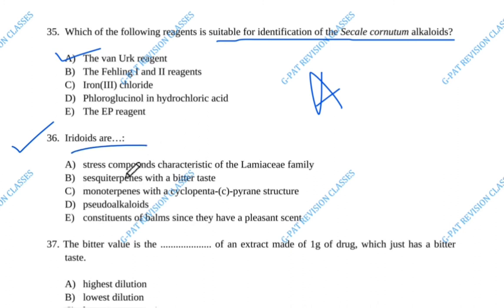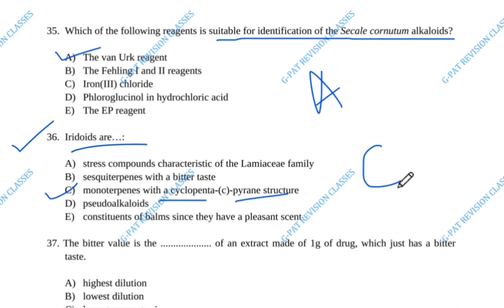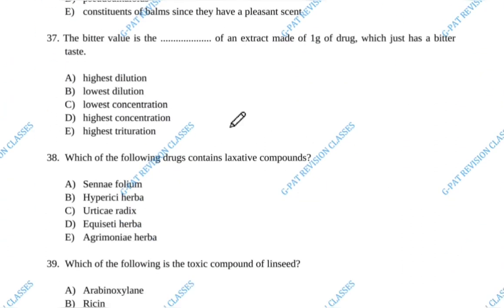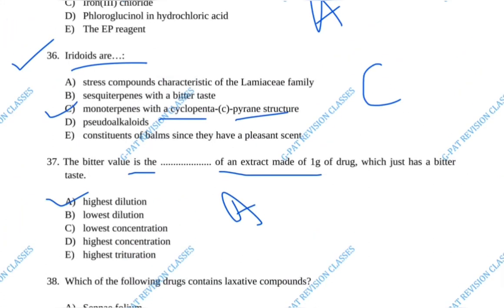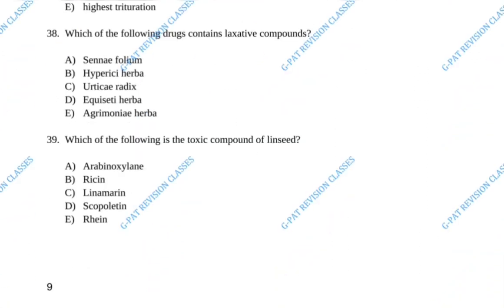Iridoids are monoterpenes with a cyclopentane pyran structure. The answer is C. Okay. Next is question number 37. The bitter value is the highest dilution of an extract made of 1 gram of drug which just has a bitter taste. The answer is A. Okay. Next is question number 38.